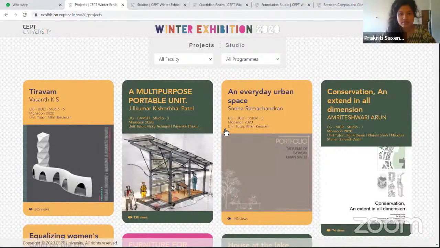So if you go to all faculty and go to Faculty of Architecture, and from the programs you go to the MArch in Architectural Design. And if you click on the Studio tab, you will be able to see the 3 studios. And if you're on the Projects tab, you'll be able to see all the projects of the batches that have been part of the MEAD program in the monsoon 2020.